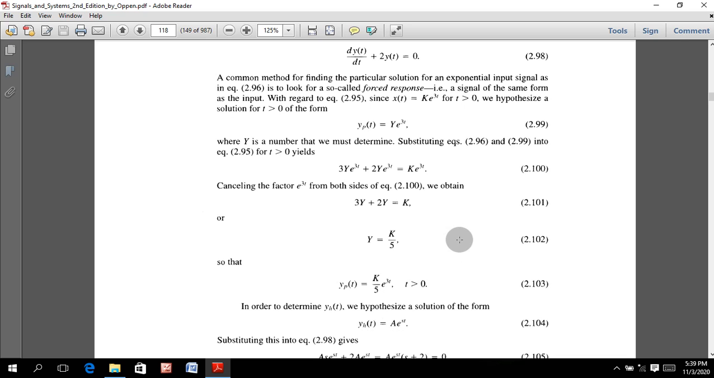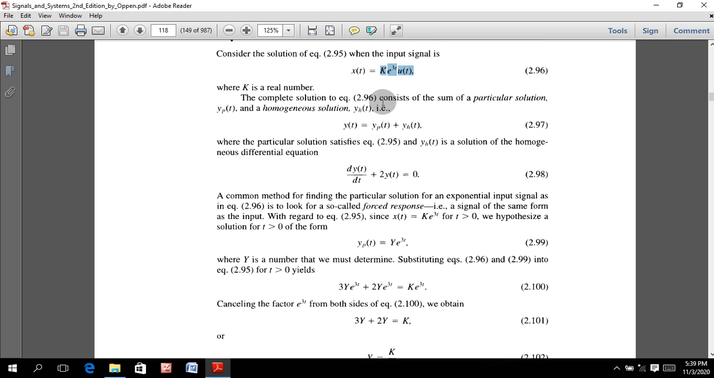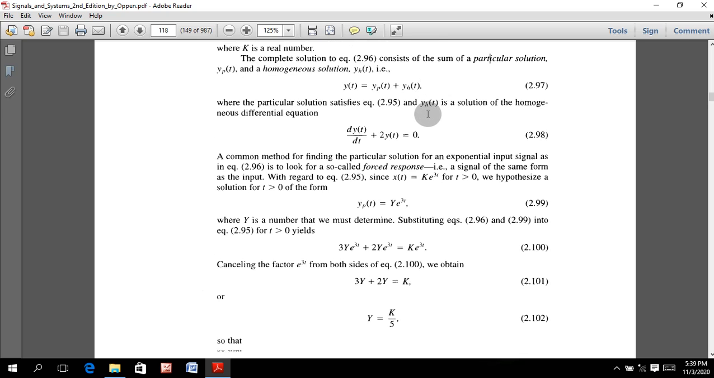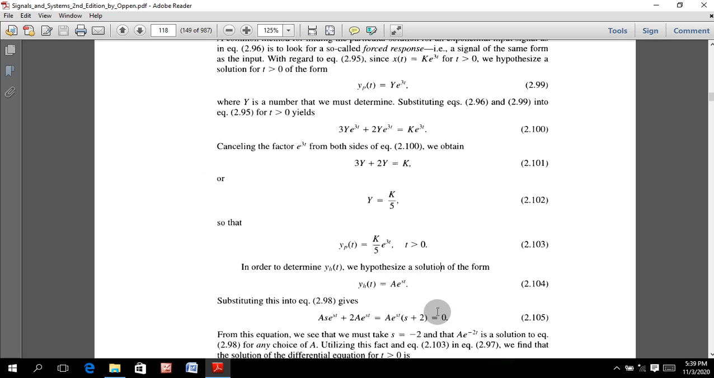In case of the homogeneous solution, we will hypothesize a solution very similar to the input signal that has been given in the problem. We got k into e to the power 3t into u(t). We take a very similar signal, which is a into e to the power st, where we have two constants. So we have to find two constants, a and small s. To find that, we will take the same route.